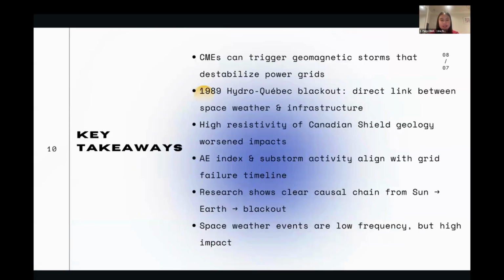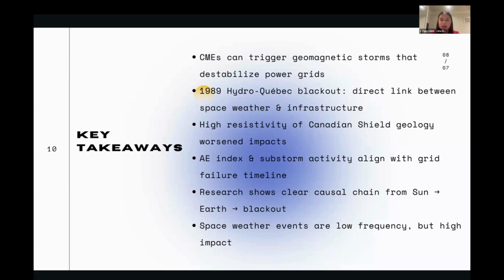So the main takeaway from this research is that solar eruptions, specifically coronal mass ejections, have a direct chain of influence over our critical infrastructure, especially now when technology is used in every aspect of life. So the 1989 Hydro-Quebec blackout is a clear case study where space weather cascaded into a real world consequence. A geomagnetic storm coincided almost perfectly with grid collapse. And the unique geology of the Canadian Shield, with its high resistance, amplified the problem by forcing currents into the power system instead of letting them dissipate naturally.